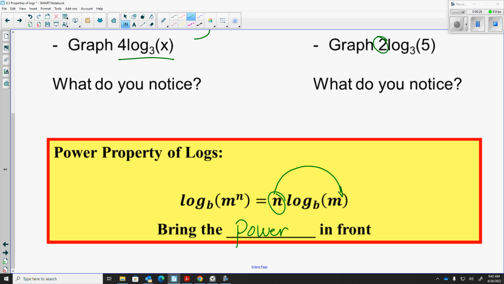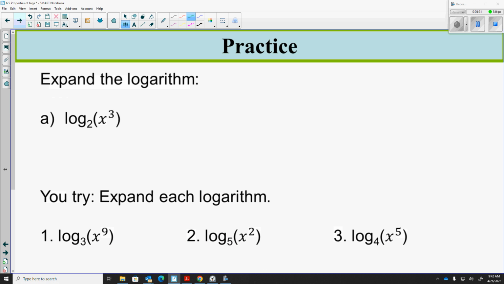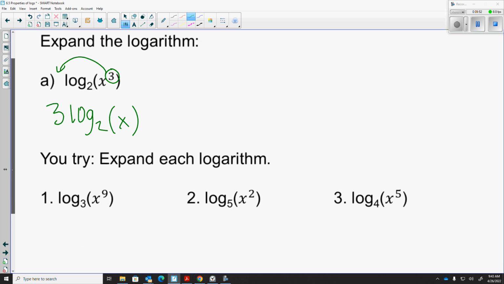All right, here you go. Log base 2 of x to the 3rd. Remember, bring the power in front. That's the rule. Okay? So put the power in front. 3 log base 2 of x. Unbelievable. That make sense? Cool. Oh, yeah, there's more.